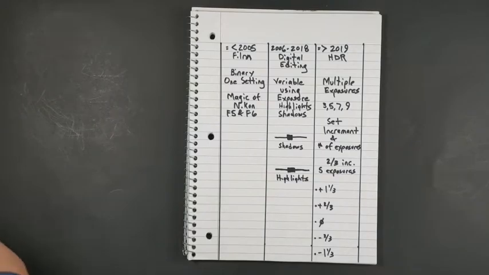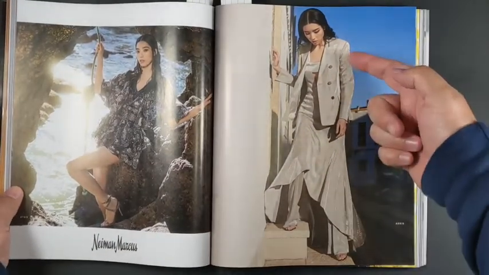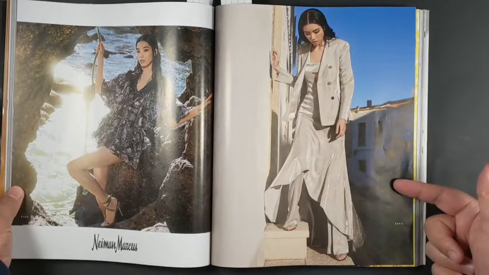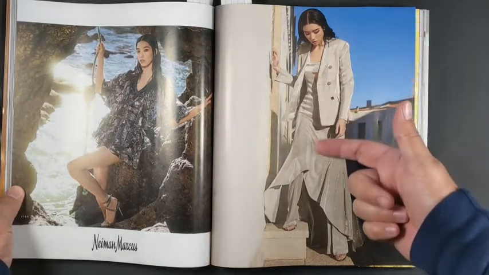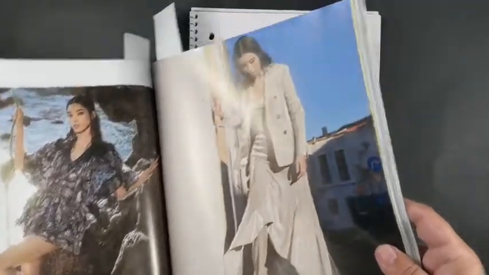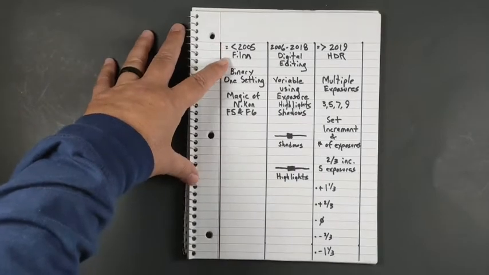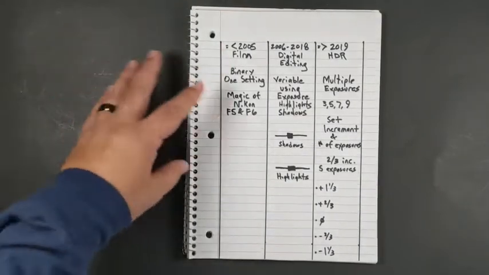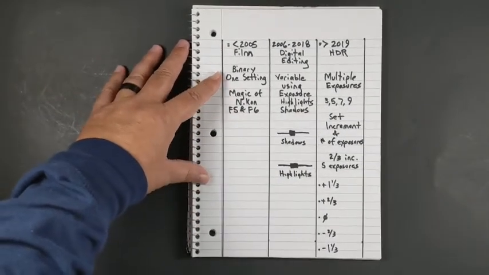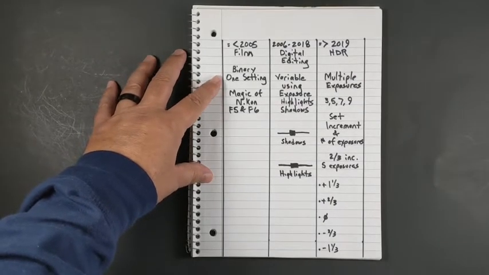Here, the photographer had another choice. Do I expose for the sun, or do I expose for the shadow? Since the model in this image is standing in the sun, the photographer exposed for the sun. So let's get back to the notes. 2005 and before was film, and again, as I just showed, it was basically binary, one exposure, either exposed for the sun or exposed for the shadow or shade.